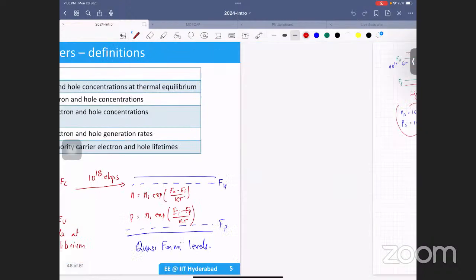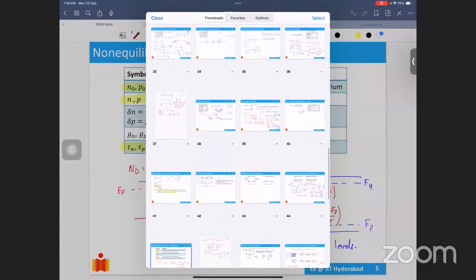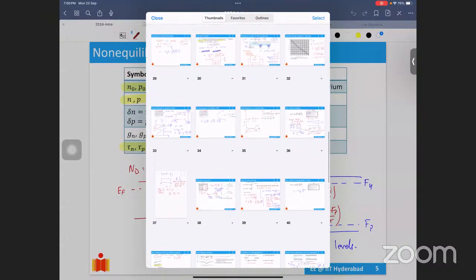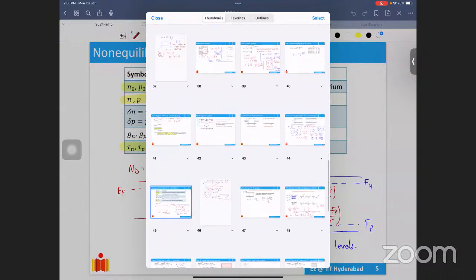Where is this? There's a textbook problem which probably is solved somewhere.